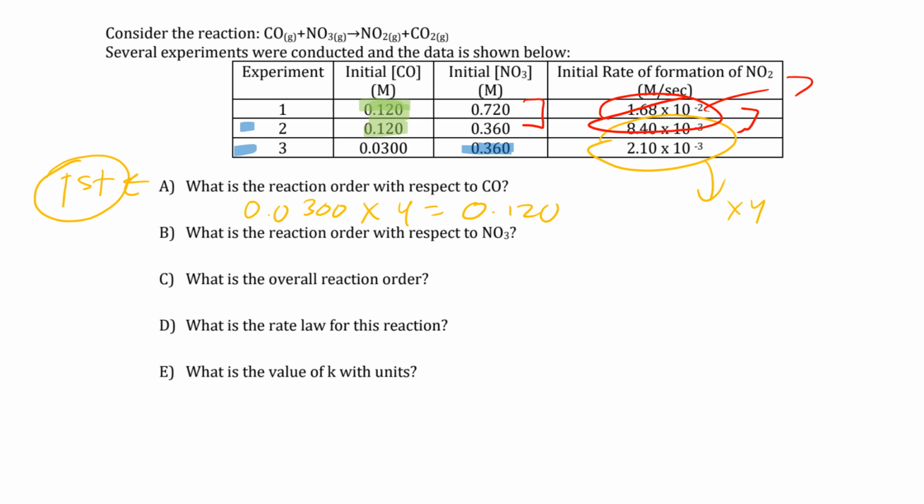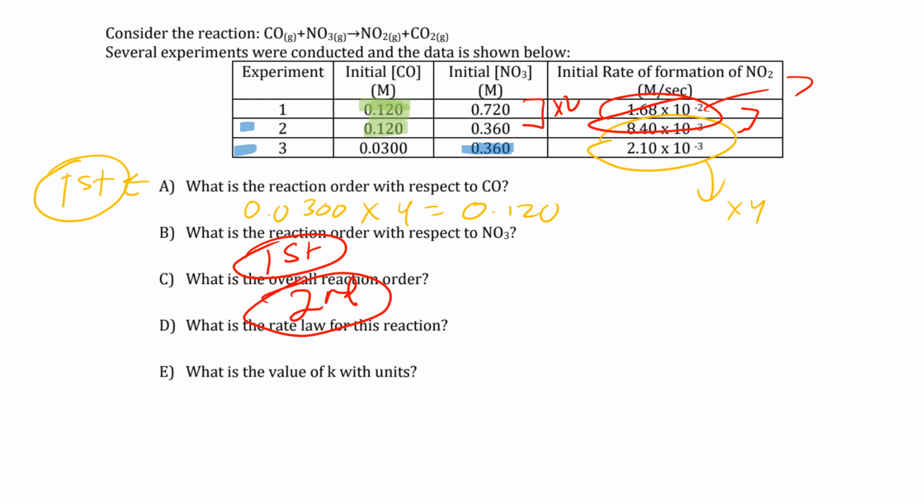So to go from 0.360 to 0.270, how do we do that? To go from here to here, this is times 2, or divided by 2, if you want to look at it that way. 8.4 times 10 to the negative 3 times 2 will give me 1.68 times 10 to the negative 2. So that means this is also a first order reaction. How do you get the overall reaction order? You add both. So this is now a second order reaction, because first plus first is second. Sounds weird saying out loud.